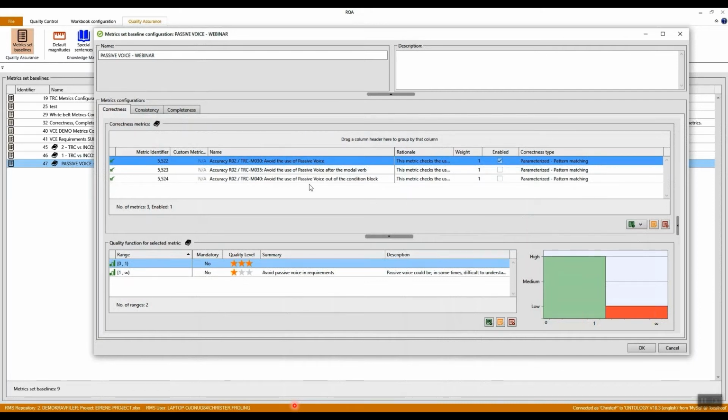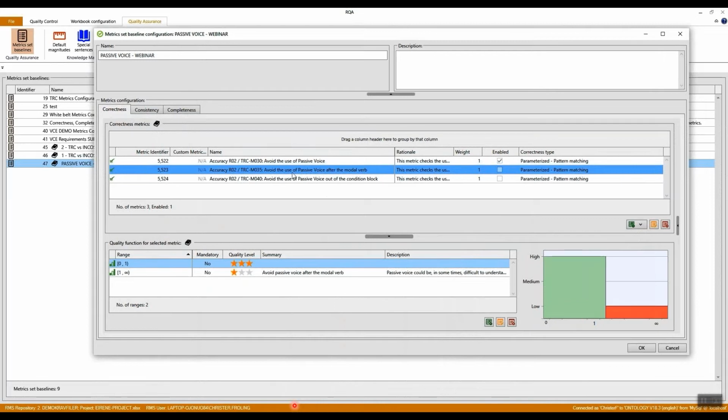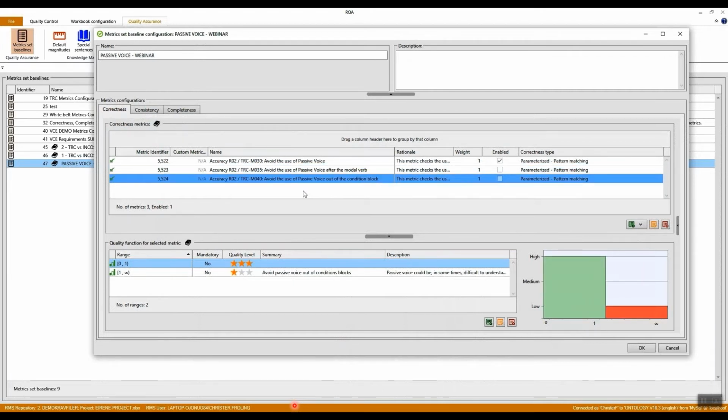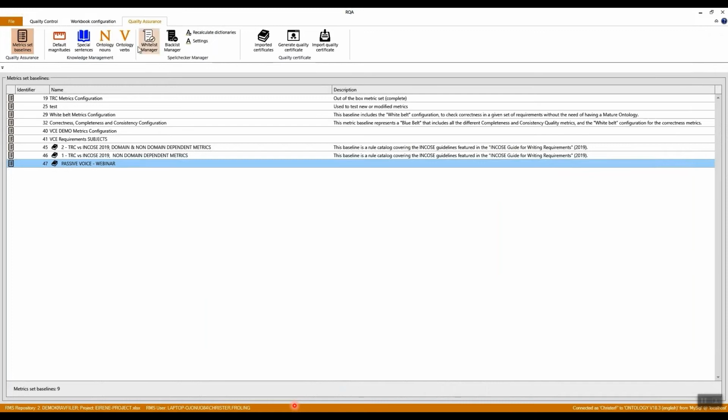That's the simplest one. Then we have a couple of versions, which is actually looking for passive voice after the modal verb, the shall. So before the shall, it's fine. Or if you write requirements using conditions, like when, if, and so on and so forth, it might be okay in the condition, but not outside of the condition. So it's 2 different versions. But in this presentation, I will only show you the basic one. So let's see what happens.